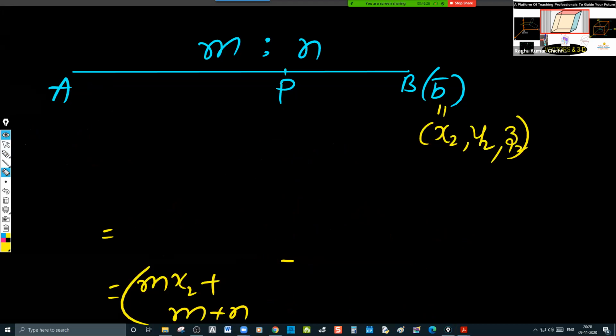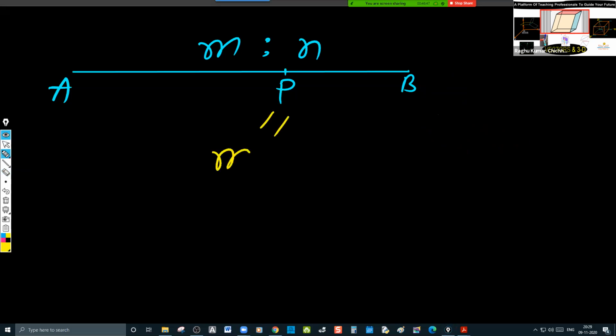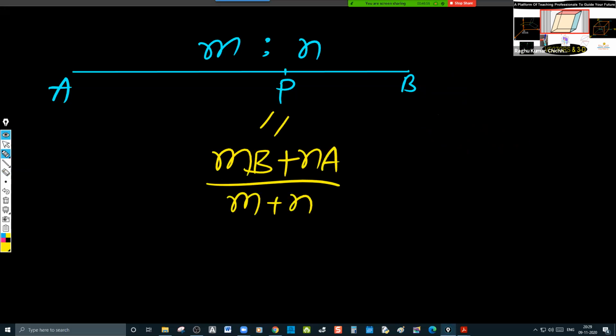Now, even in Cartesian coordinate geometry, that is analytical geometry, what do I ask the students always? To remember the section formula like this: mb plus na upon m plus n. That's it. Understand that? mb plus na upon m plus n. If you remember like this, it will be easy for you to simplify also.